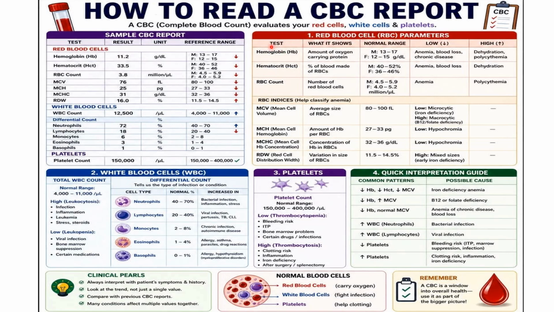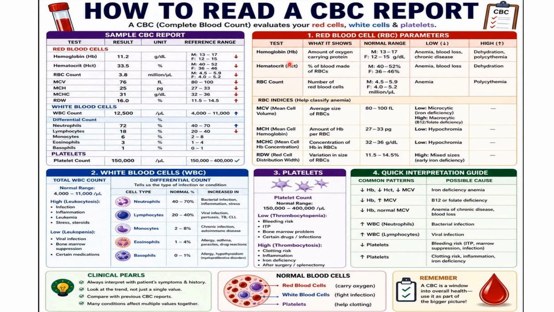Under this, the first test is hemoglobin or HB. It mainly shows the amount of oxygen carrying protein. Here you can see the normal range. In males, it is 13 to 17 gram per deciliter, whereas in females, 12 to 15 gram per deciliter. A low value of hemoglobin indicates anemia, blood loss, chronic disease, whereas high values are indicative of dehydration, polycythemia.